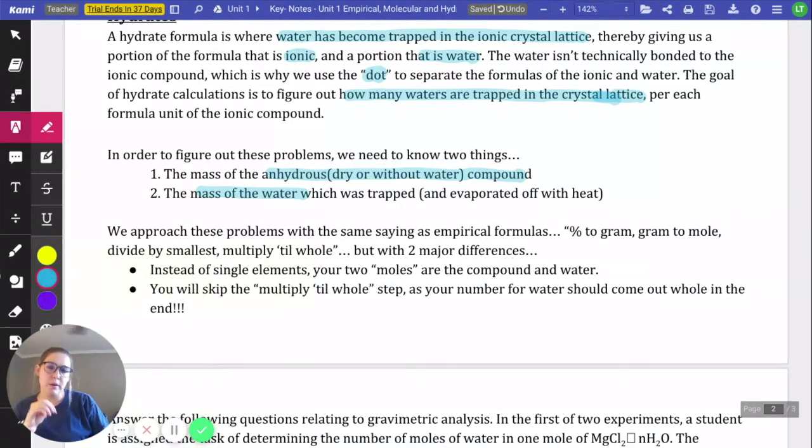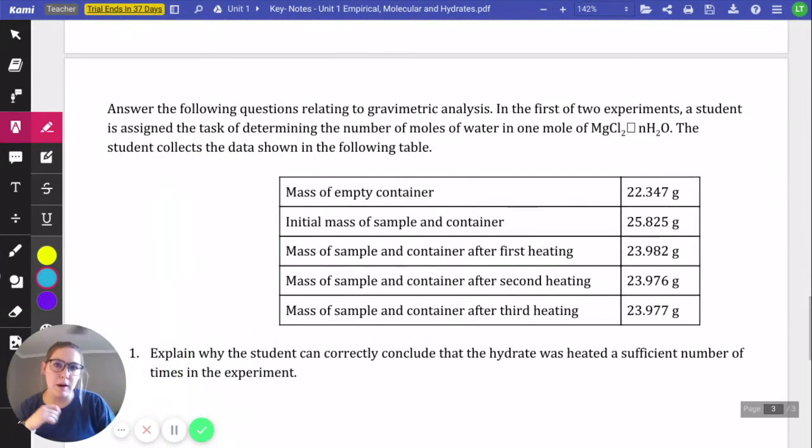Basically, we can solve these pretty much the same way as we solve empirical formulas. Percent to gram, gram to mole, divide by the smallest, multiply to whole, but with two major differences. So instead of having all the different elements, we're basically going to use just the compounds. All right, so we'll have our salt and our water as our compounds there that we're using. And then we don't need to multiply to a whole because we should always get a whole number. So you don't need to multiply to a whole. All right. So this next problem is a very, very edited old FRQ from an AP exam, like super edited.